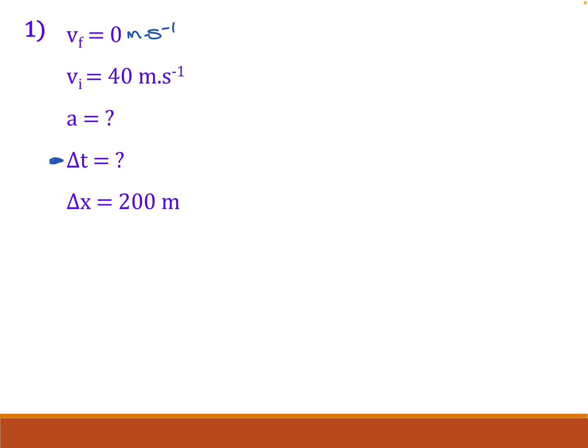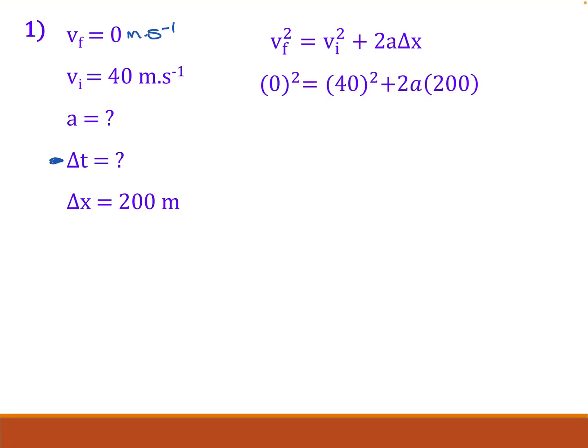Yes, I could work it out first and then calculate the acceleration, but that just doesn't make any sense. We do have an equation that doesn't have time in it, and it's this one: vf squared equals vi squared plus 2a delta x. If we substitute in what we know, 0 squared equals 40 squared plus 2a times 200. I did all the maths here, so 0 equals 1600 plus 400a. We're going to take the 1600 over, then divide by 400, and we get minus 4.